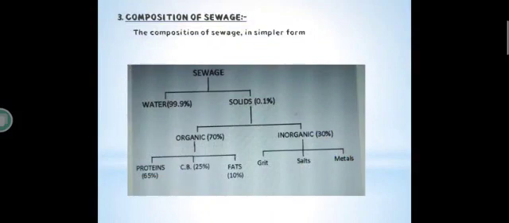Next is composition of sewage. We have to know what the contents of the sewage are. Sewage is basically composed of two main contents, that is water and solids. Water is in majority while the solids are just in minute quantity. As you can see, the solids are further divided into organic and inorganic substances that we have discussed earlier.